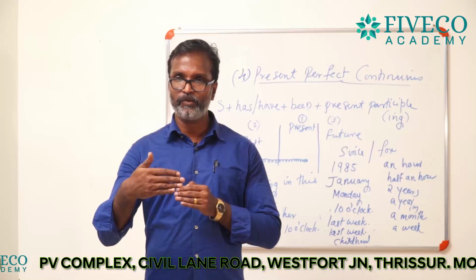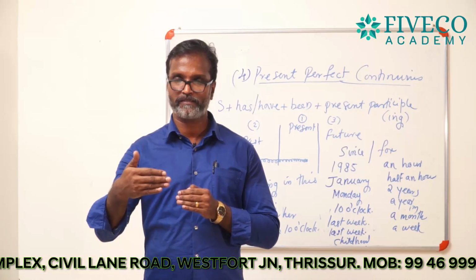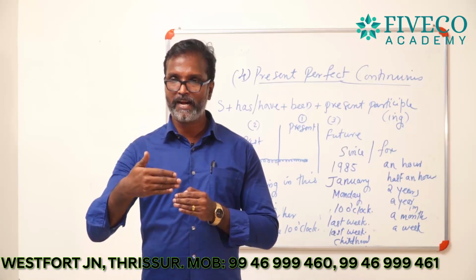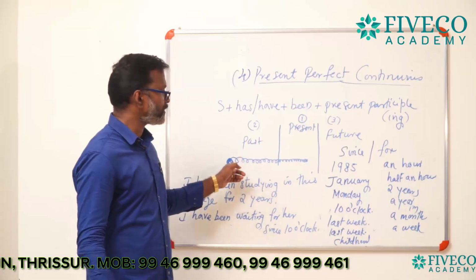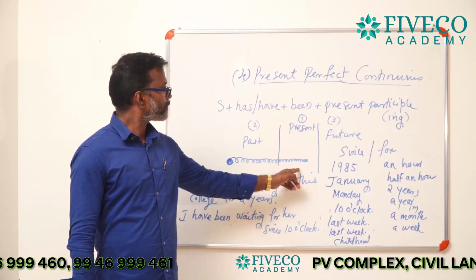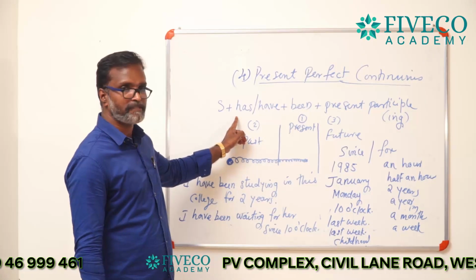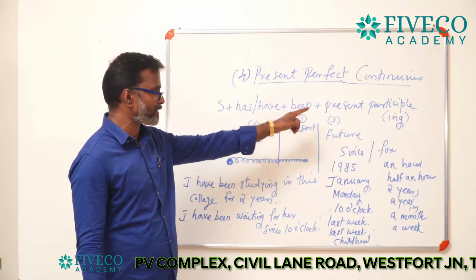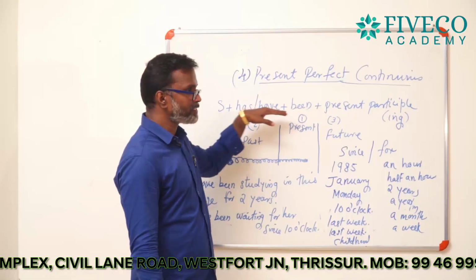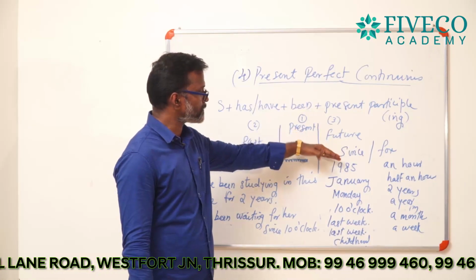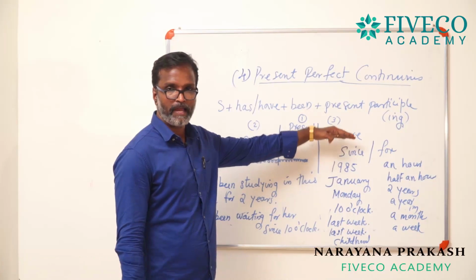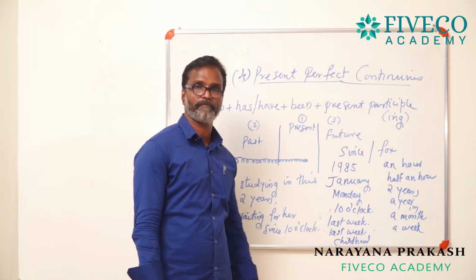Next comes present perfect continuous. In present perfect continuous, the action starts at one point in the past and continues through the present. This is the structure: subject plus has or have plus been plus present participle, ing. Apart from this structure, you want to use since or for. Since shows a point in time and for shows a long period of time.